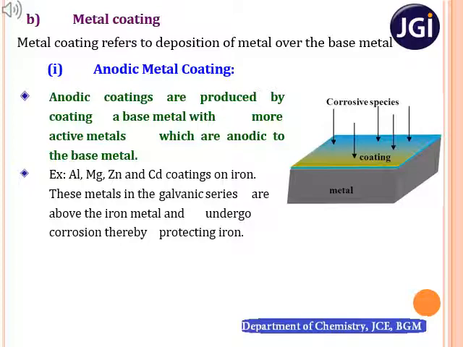The base metal becomes cathodic and hence it will not undergo corrosion. The coating metal becomes anodic and hence it undergoes corrosion by protecting the base metal. Therefore, if iron is coated with zinc, where iron is base metal to be protected and zinc is the coating metal, then zinc undergoes corrosion.